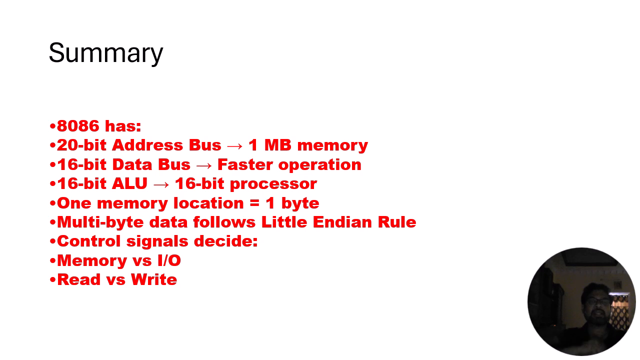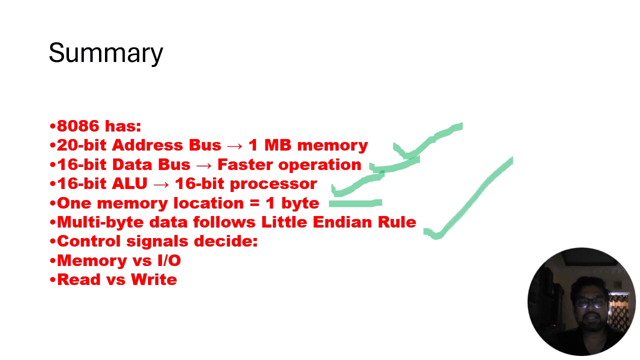Coming to the summary, in this video lecture we have discussed that the 8086 microprocessor has a 20-bit address bus and 1 MB of memory, a 16-bit data bus which fosters the operation, and a 16-bit ALU, so we call it a 16-bit processor. One memory location is equal to 1 byte. Multi-byte data follows the little endian rule, and the control signals decide memory versus I/O operation as well as read versus write operation.